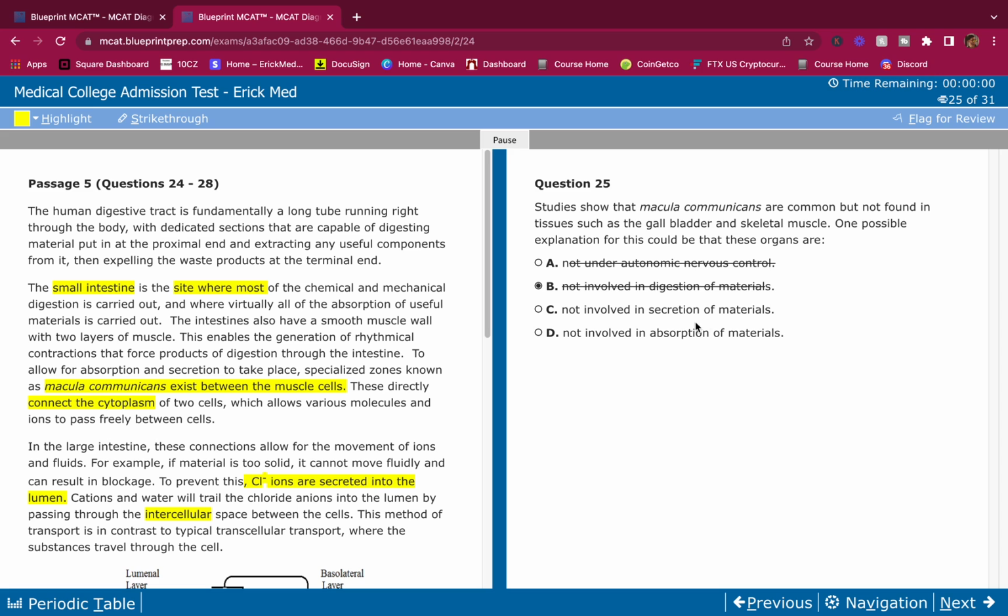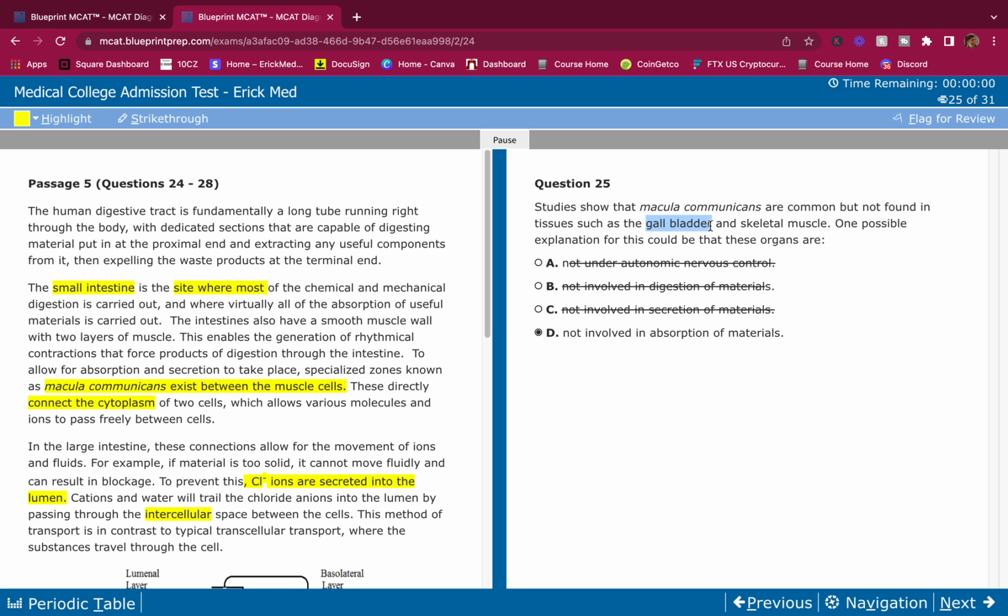C, not involved in secretion of materials. Yes, the gallbladder is involved in secreting bile, so this is wrong. Okay, and by process of elimination, the answer is D. And D also makes sense because they're not involved in absorption. This is involved in digestion, but not absorption.